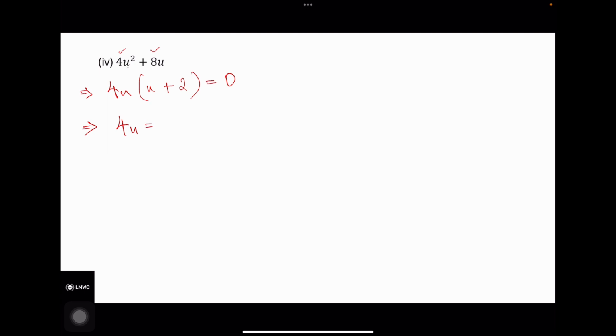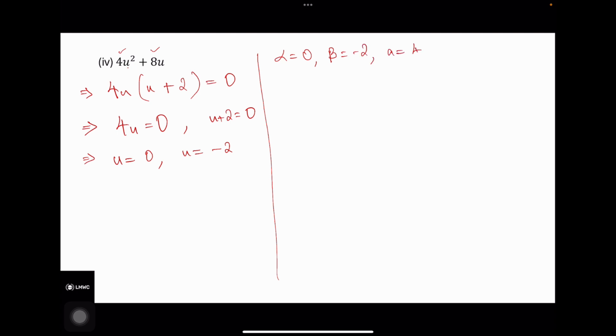So 4u is equals to 0, or u plus 2 is equals to 0, which means our first zero is 0 by 4, which is 0. And the second u is negative 2, the second zero. So hence, our alpha, we can name it as 0. Our beta, we can name it as negative 2. A as 4. B as 8. Now, since C is a constant term and in the question we do not have the constant term, you can just write it as 0.